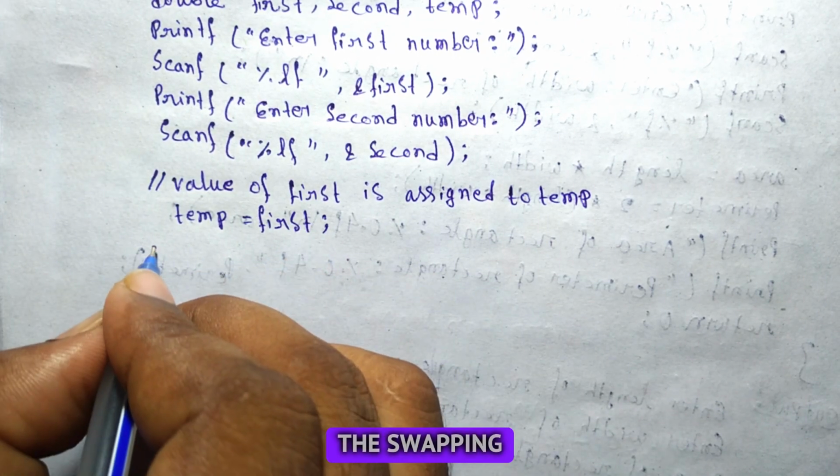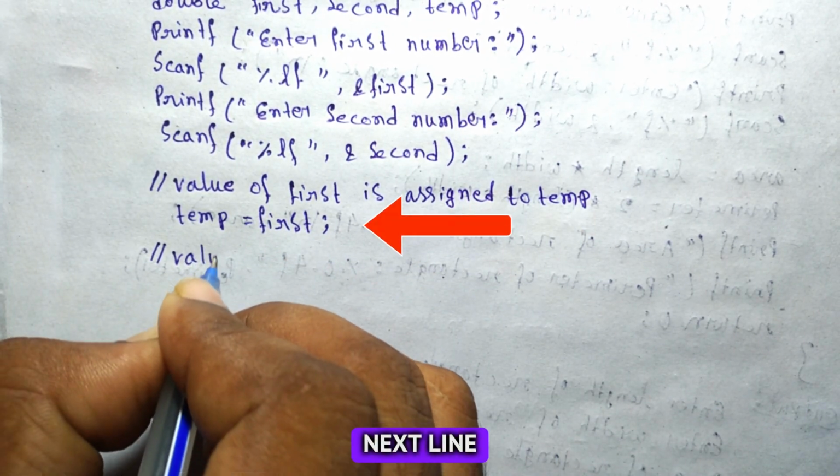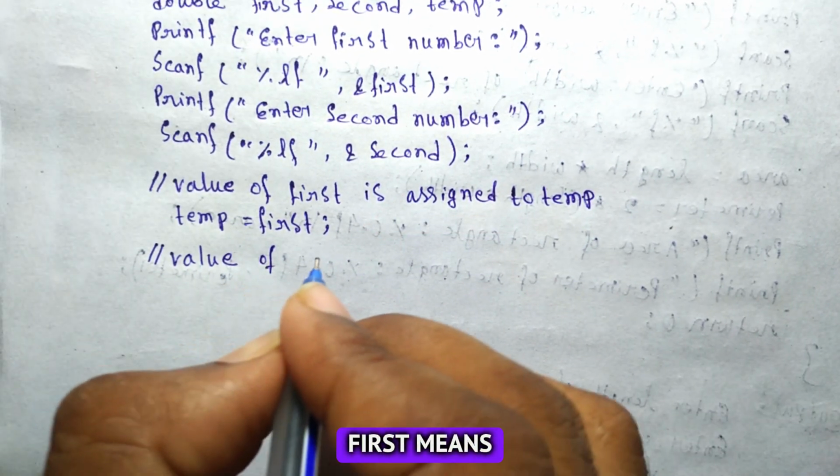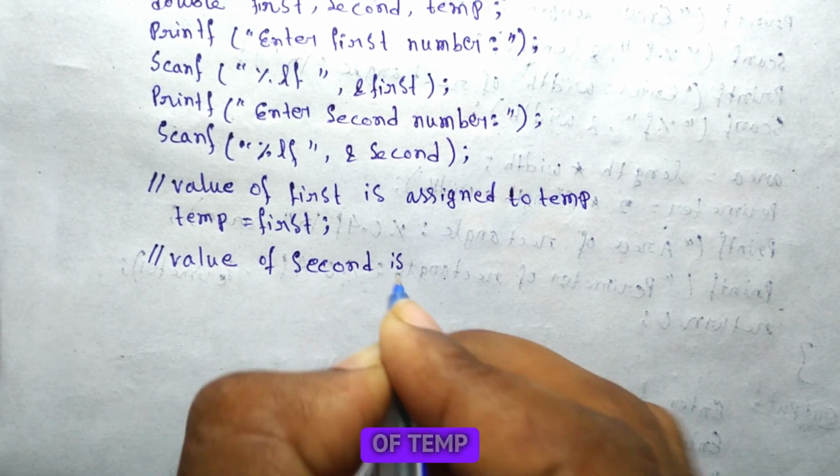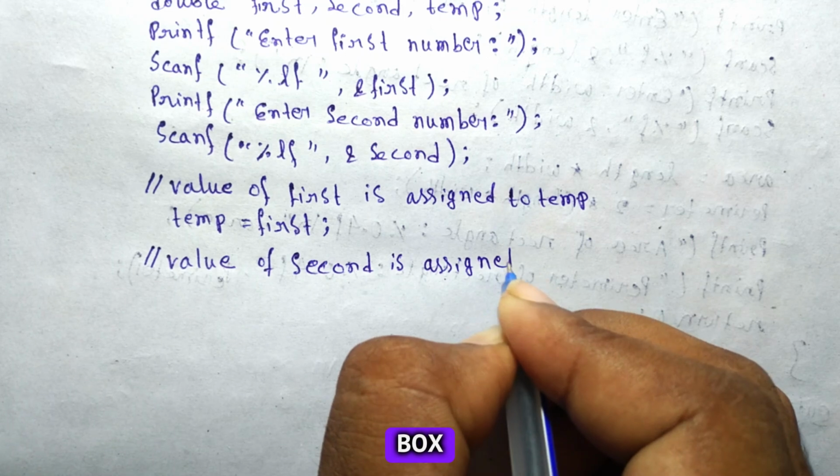Now comes the swapping logic. In the next line, temp equals first means we're saving the original value of first into temp so we don't lose it. Think of temp like a small storage box.